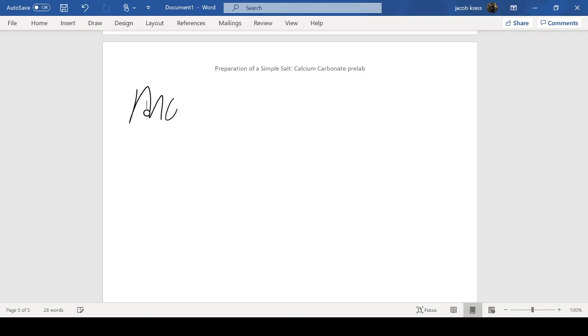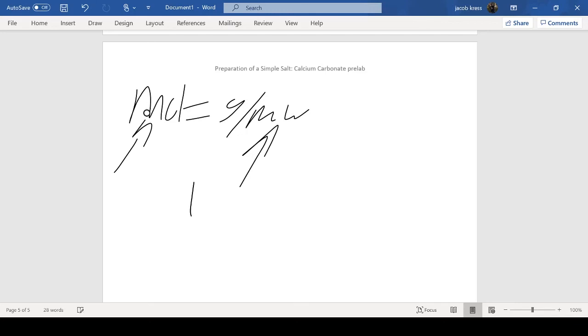Moles is equal to grams over molecular weight. So we just calculated this. We have this sort of. We just got to go to the periodic table, figure out what the molecular weight of calcium carbonate is. And thankfully for us, it's something easy. It is about 100 grams per mole.